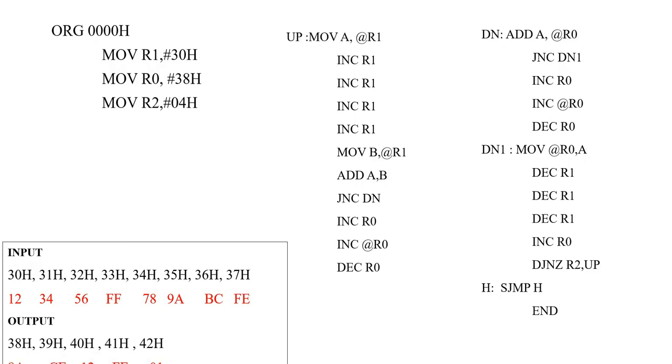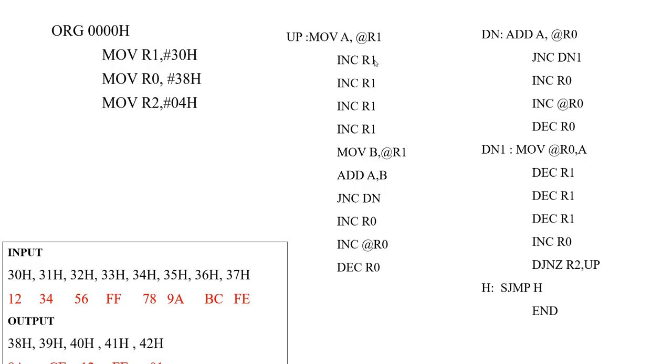After that comes the loop execution. Here UP is the label given to this loop. Now the instruction is MOV A, @R1. This will load the current byte of the first number from memory into the accumulator A. Next we have to increment R1 4 times, that is, you have to skip the next 3 bytes to move to the corresponding byte of the second 32-bit number in memory, because the second number is stored sequentially after the first number.